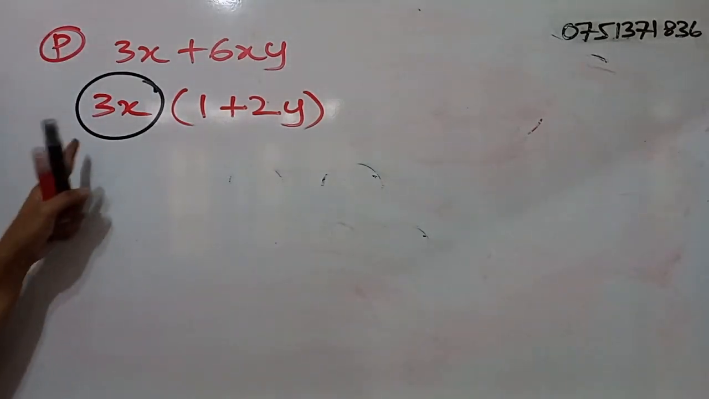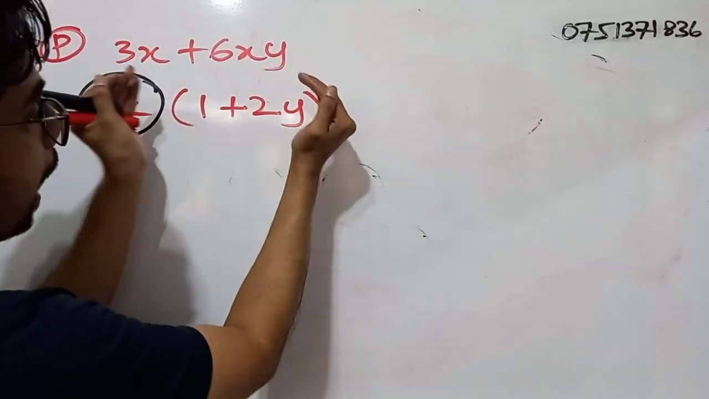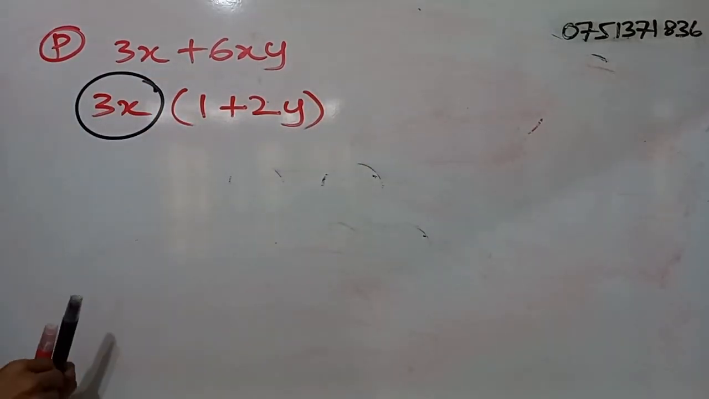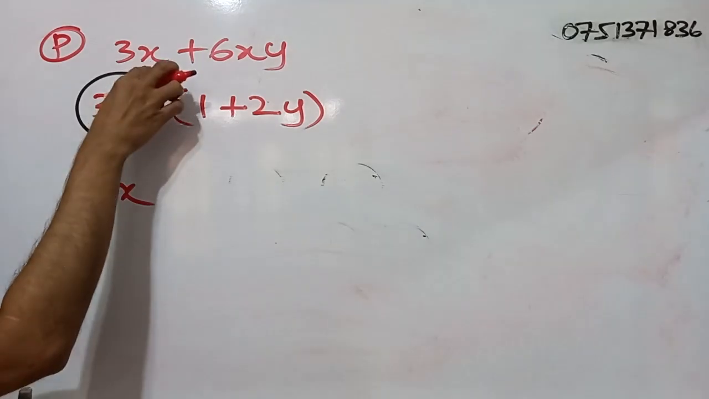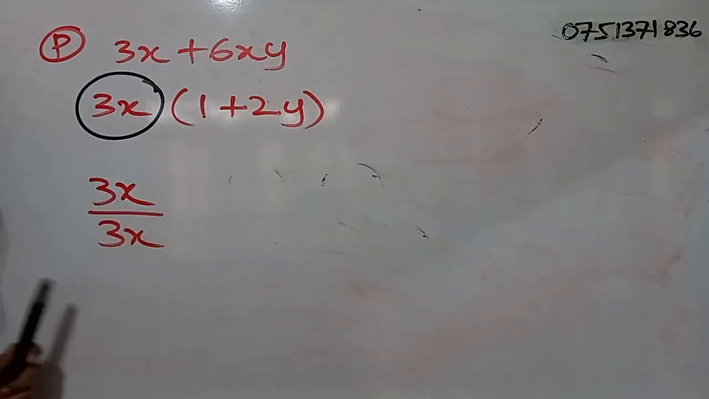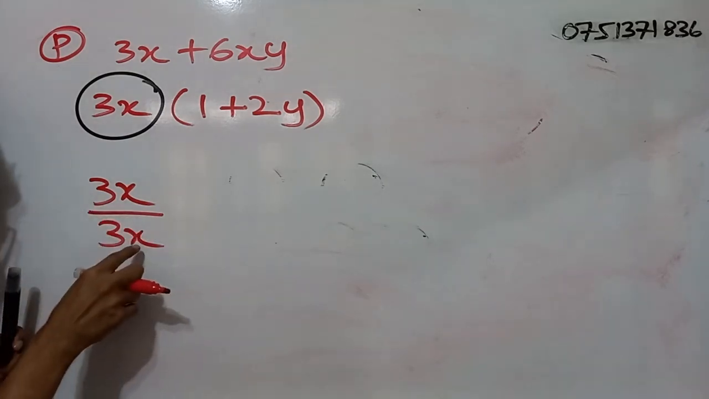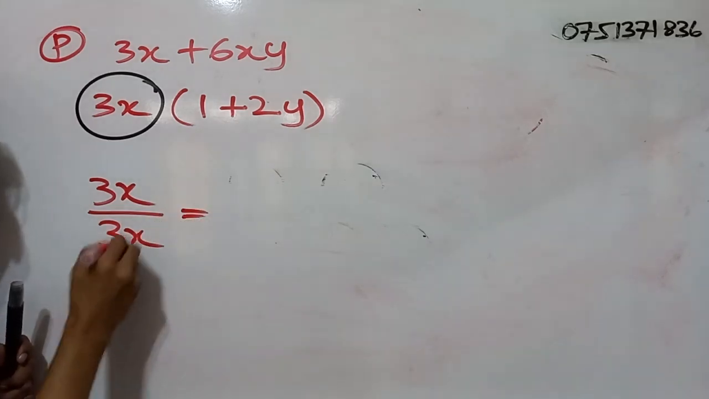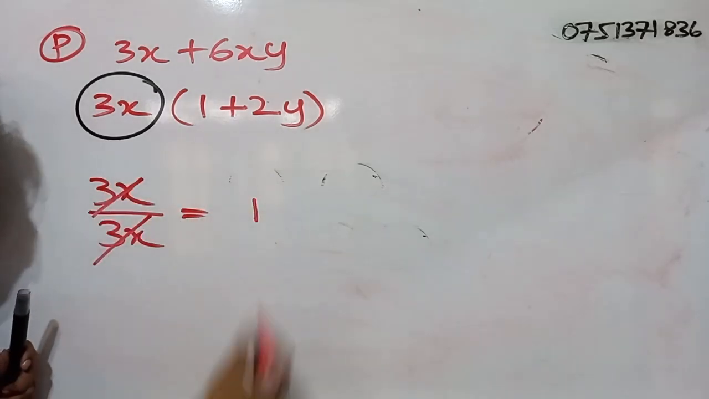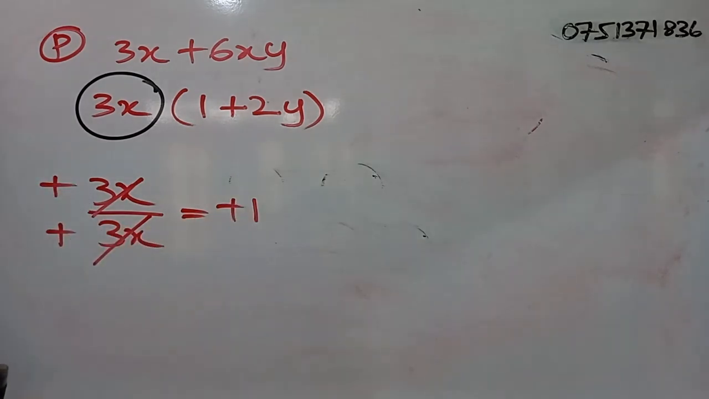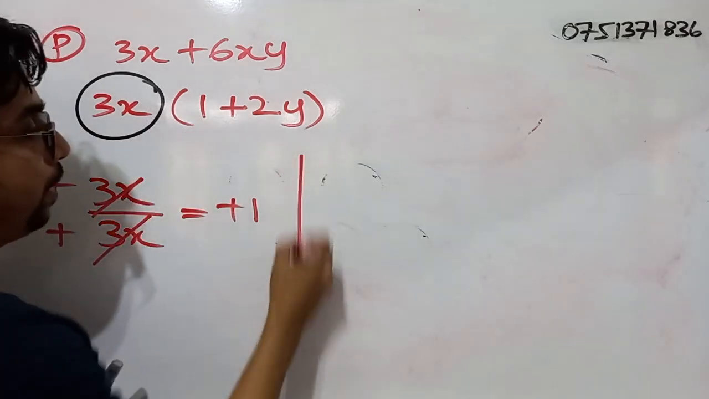By using that factor, we can come up with the other two values which go inside the brackets. So we have 3x, that is the first term. We have to divide it by 3x again. So in this case, what is this 3x? The GCF of these two terms. So here I can cancel off these two. So the outcome will be 1. This is positive, so this is also positive. Positive 1.